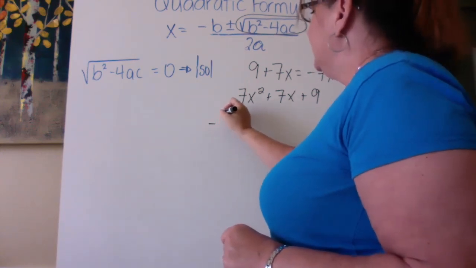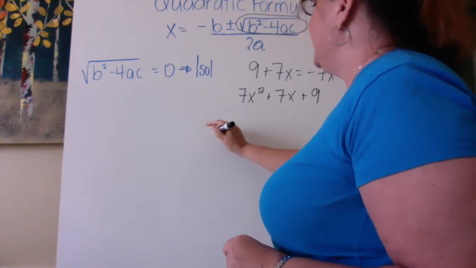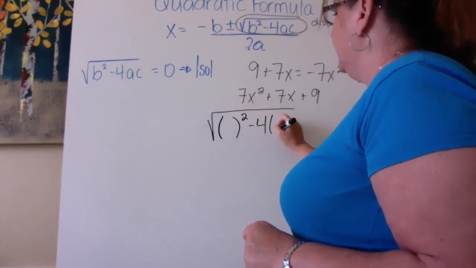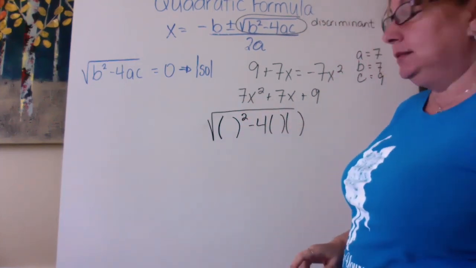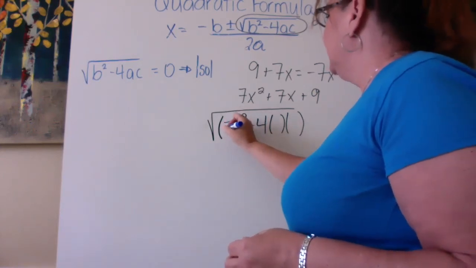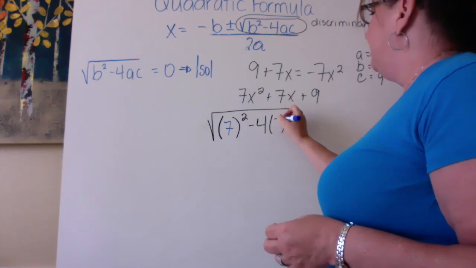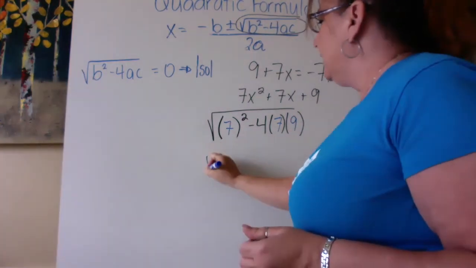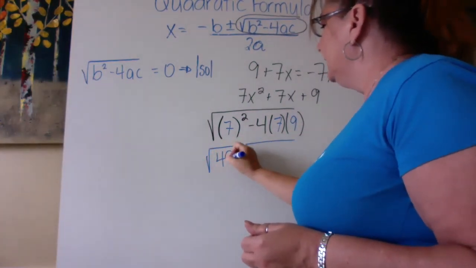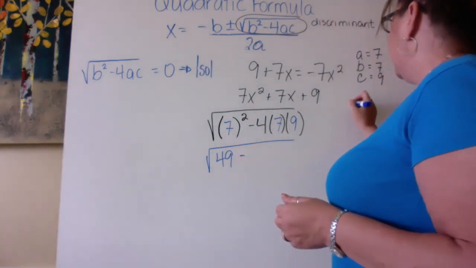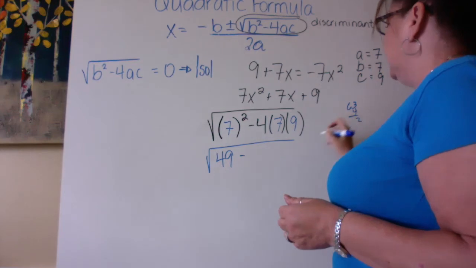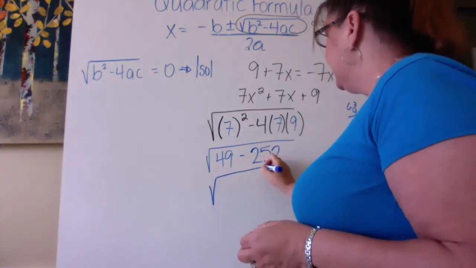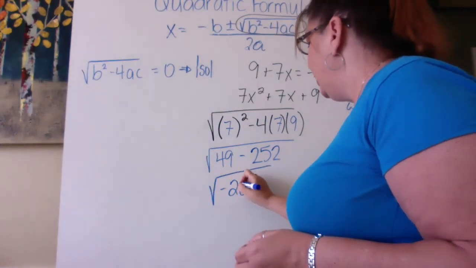So the opposite, nope, just joking, not doing the whole thing, just the discriminant. B squared minus 4 times AC. My B is 7, my A is 7, and my C is 9. So I get 49 minus 63 times 4, 252. And when I go to solve this, I'm looking at negative 203.